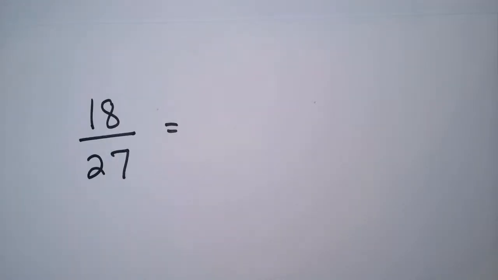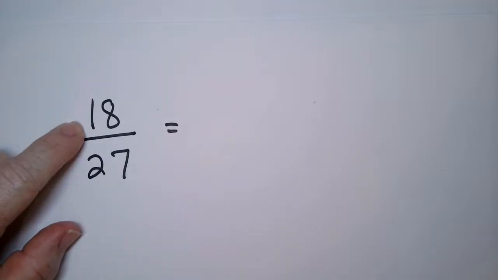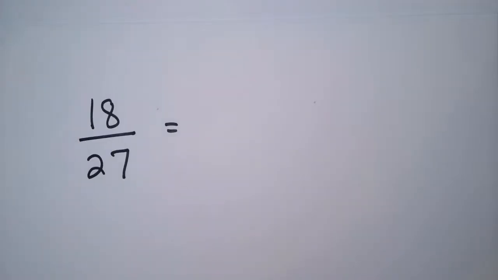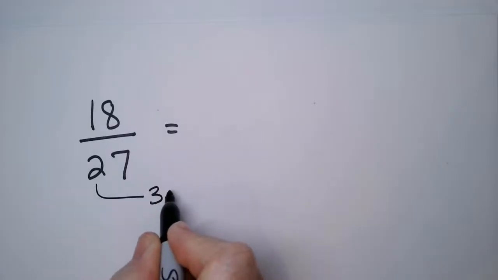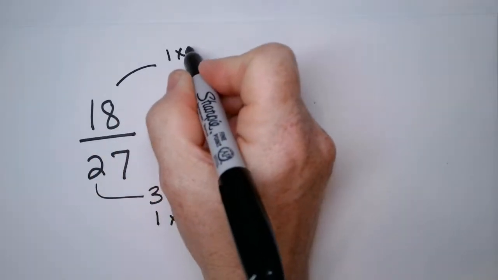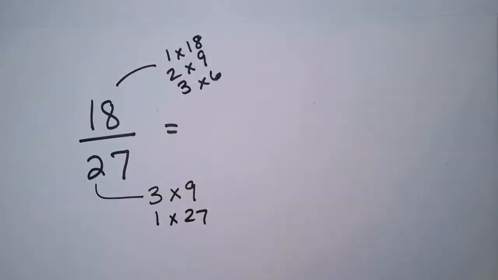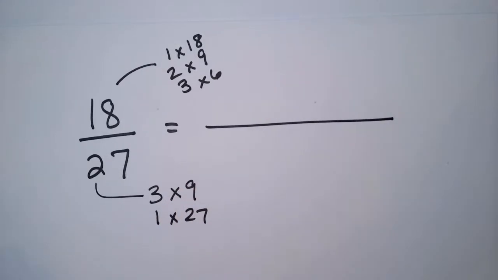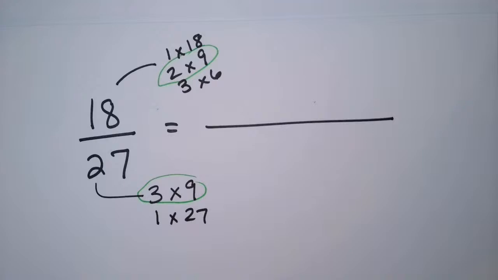Okay, so 18, that can go a lot of different ways, right? 1 and 18, 2 and 9, 3 and 6, okay? And I think that's about it. But look at the one on the bottom. This one is 3 times 9, or 1 times 27. So we're kind of limited there. This is 1 times 18, which we don't even need to write down because it's not useful. So what do you think? Which one do you want to use? Okay, I'm thinking this one. What do you think about that?